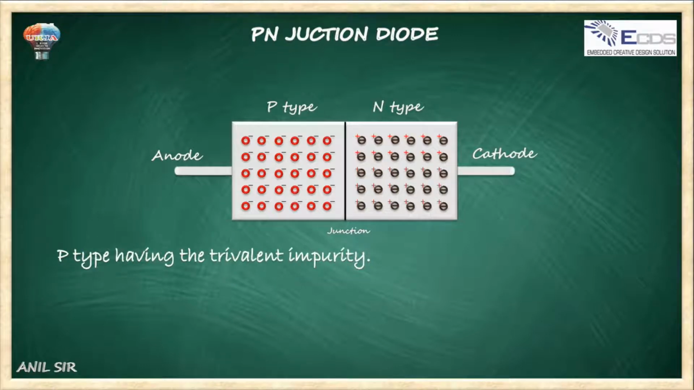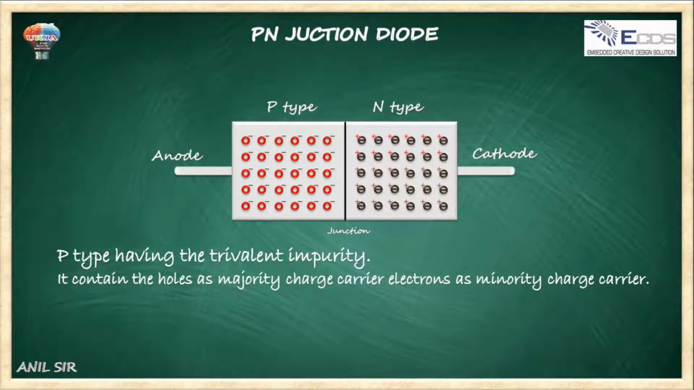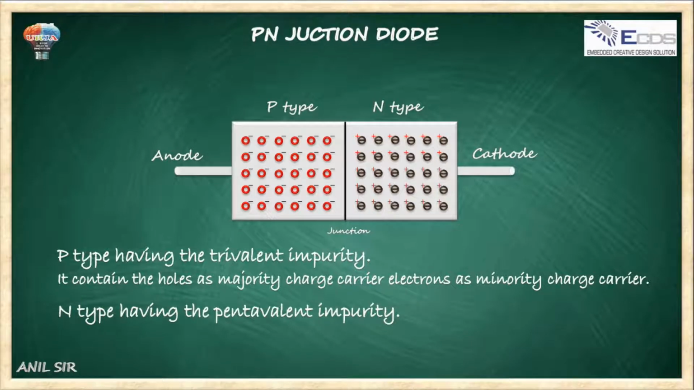So P type material having trivalent impurity, हम लास्ट वीडियो में देख चुके हैं, जिसमें हमने टाइप्स ऑफ सेमीकंडक्टर मटेरियल देखा था जिसमें P टाइप और N टाइप सेमीकंडक्टर मटेरियल देखे थे. तो P टाइप having the trivalent impurity and it contains holes as a majority charge carrier and electrons as a minority charge carrier. So here in P type material we have holes as a majority charge carrier and electrons as a minority charge carrier. Same way, N type having pentavalent impurity, हमने N टाइप में पेंटावैलेंट इम्प्योरिटी ऐड किया like phosphorus, having 5 electrons in the last orbit.